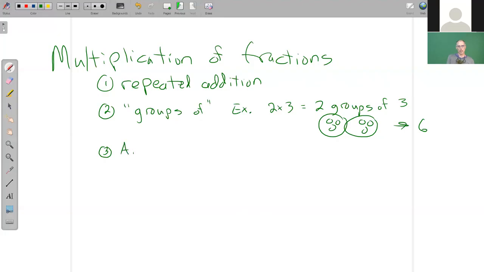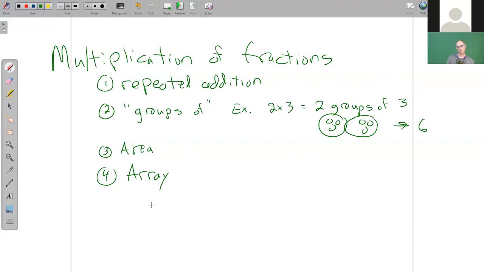We also had the area model, the array model, and these two are closely linked together. And then there was the Cartesian product, or looking at choices, which I'm not going to do right here. So most of these work well with fractions, but not all the time. So we're just going to have to experiment a little bit.